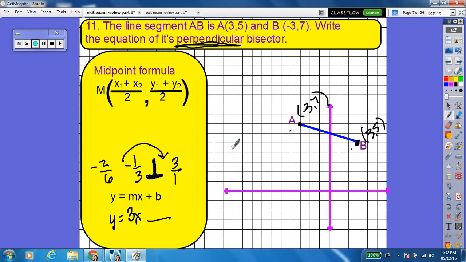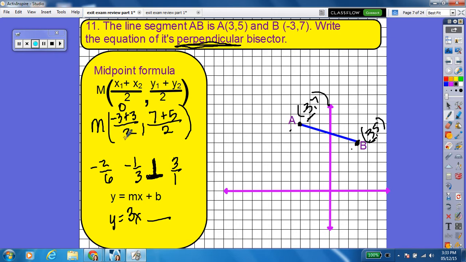Couple ways you could do it. You could use the midpoint formula. So what you would do is midpoint is equal to, using your 3 and your -3, so -3 plus 3 over 2. And then you do your y's, and your y's are 7 plus 5 over 2. Okay? And then what you do is simplify.